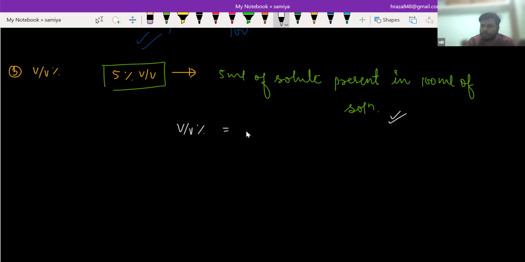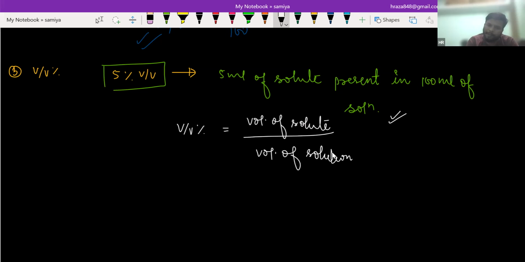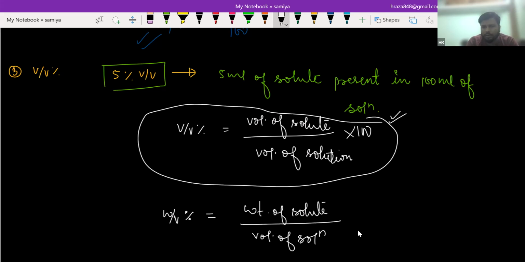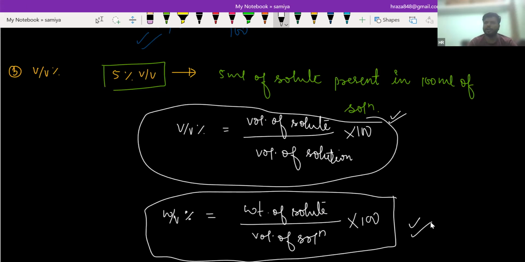Volume by volume percent has a formula: volume of solute upon volume of solution into 100. There is another formula. This is the formula for weight by volume percent: weight of solute upon, in denominator you can see volume, so volume of solution into 100. Is that clear? Just write it, and then we will move to the main concentration term, that is mole fraction.